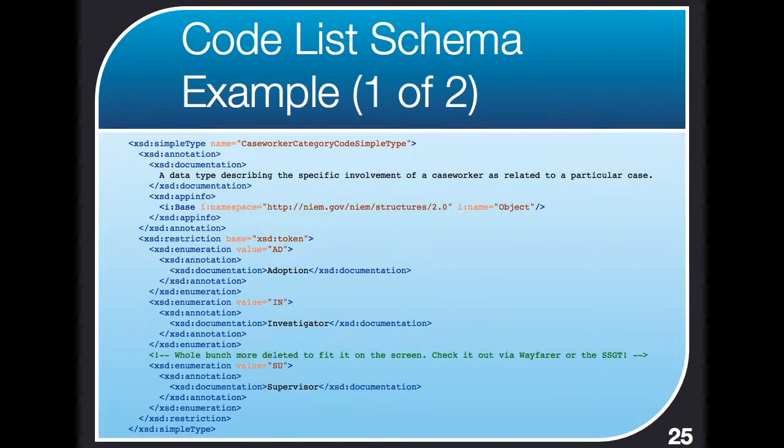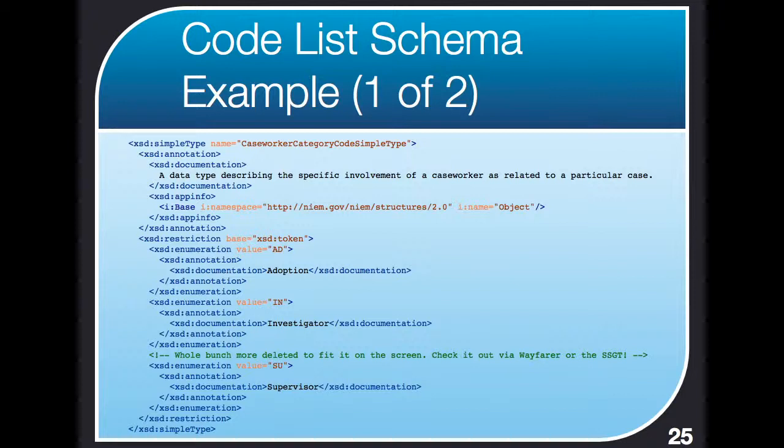Now, the first thing to know is that there's really 2 parts to making a schema code table. The first part is called making the simple type. Now, what we're looking at here is something called caseworker category code. So it's going to be codes for a caseworker who's part of a case, hence the name caseworker. And there's going to be different codes for the kind of caseworker it is. Now, the simple type part of it is where we actually define the entries in the code table. So if we look down a little bit, we'll see what's a simple type. It means it just contains data.